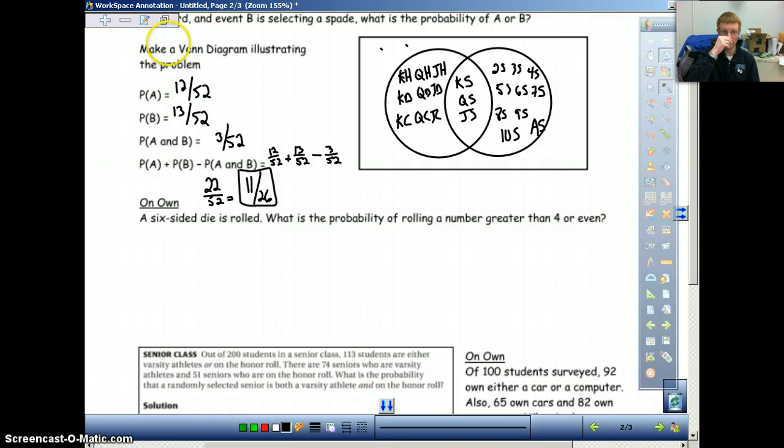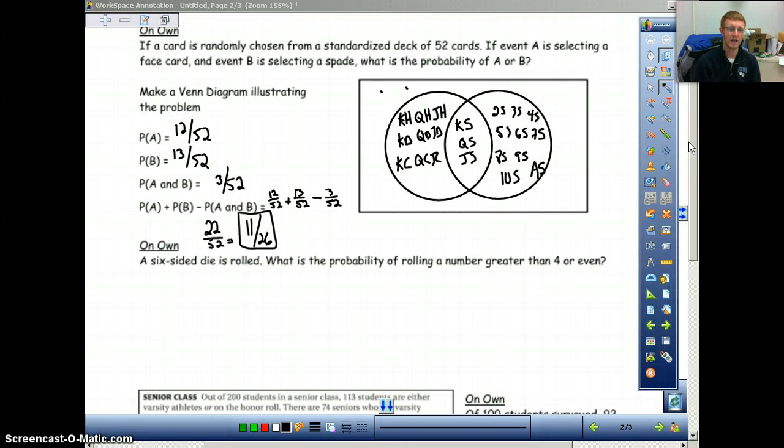So we're drawing this randomly out of a deck. The probability of A, which was to get a face card, there's 12 face cards out of 52. The probability of B, which was getting a spade, was 13 out of 52. And as you can see, we only have 3 face cards that are spades, so that is 3 out of 52. Okay, so all we simply do is 12 out of 52 plus 13 out of 52 minus the intersection of the and. So we end up with 22 out of 52 equals 11 out of 26.